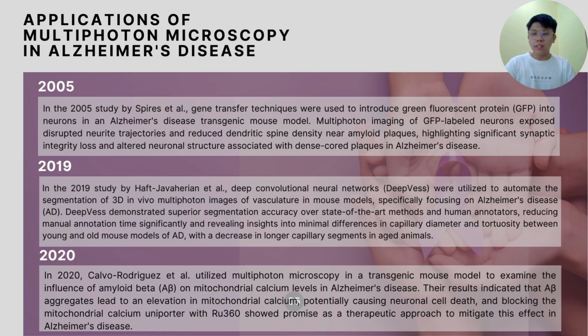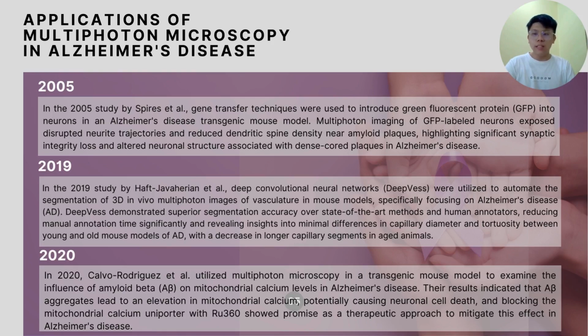In the 2019 study by Jawaharian et al., a deep convolutional neural network, DeepVess, was utilized to automate the segmentation of 3D in vivo multiphoton images of vasculature in a mouse model, specifically focusing on Alzheimer's disease. DeepVess demonstrated superior segmentation accuracy over state-of-the-art methods and human annotators, reducing manual annotation time significantly and revealing insight into minimal differences in capillary diameter and tortuosity between young and old mouse models of AD, with a decrease in longer capillary segments in aged animals.